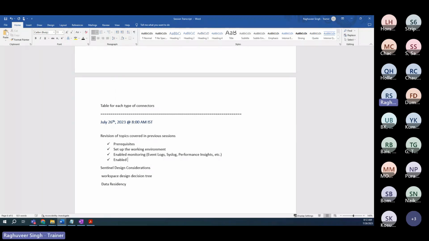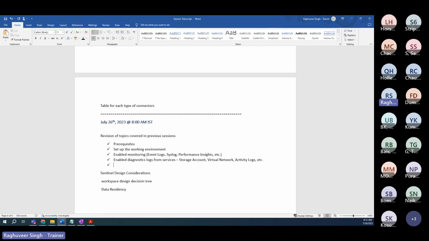We also enabled diagnostic logs from services. So what services did we enable diagnostic logs from? We enabled it from storage account, virtual network. We enabled it from activity logs, the Azure activity logs. That's what we enabled diagnostic logs from.